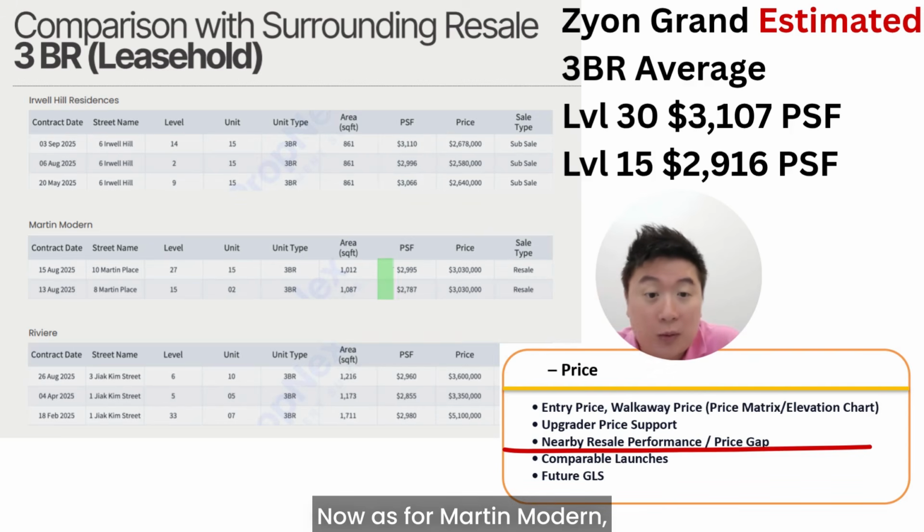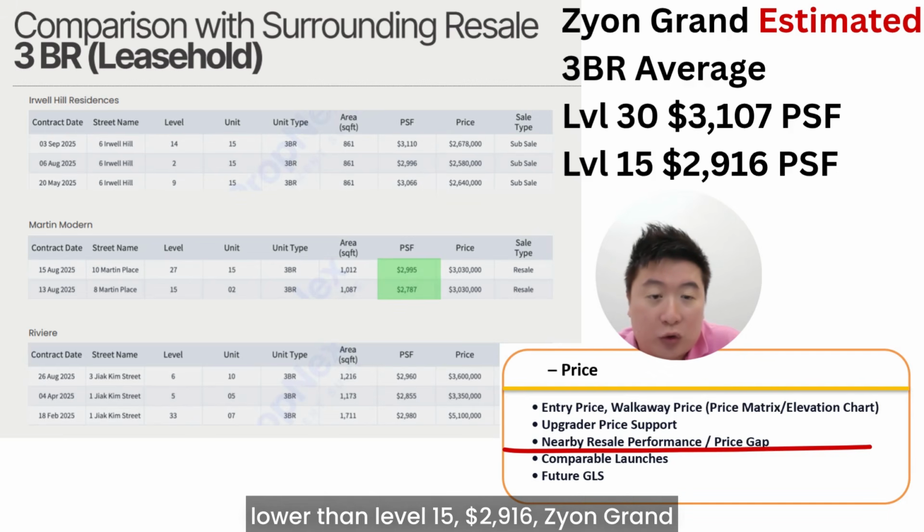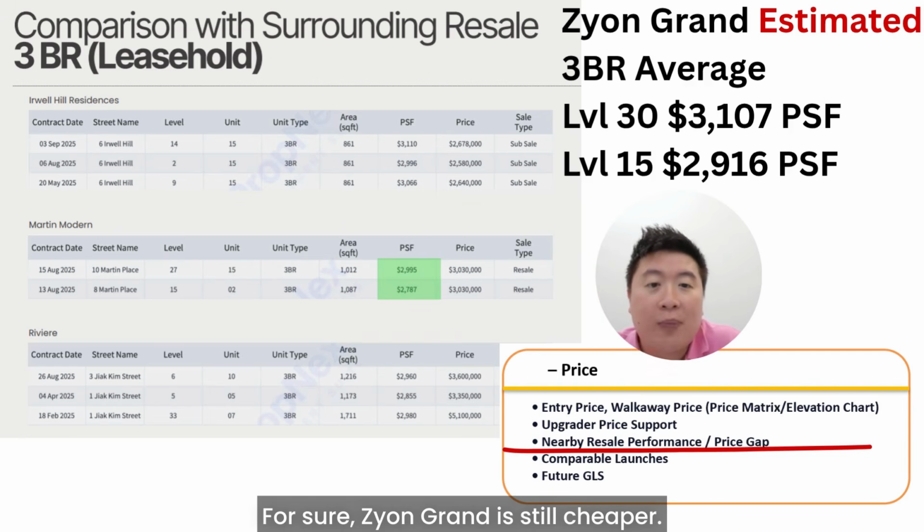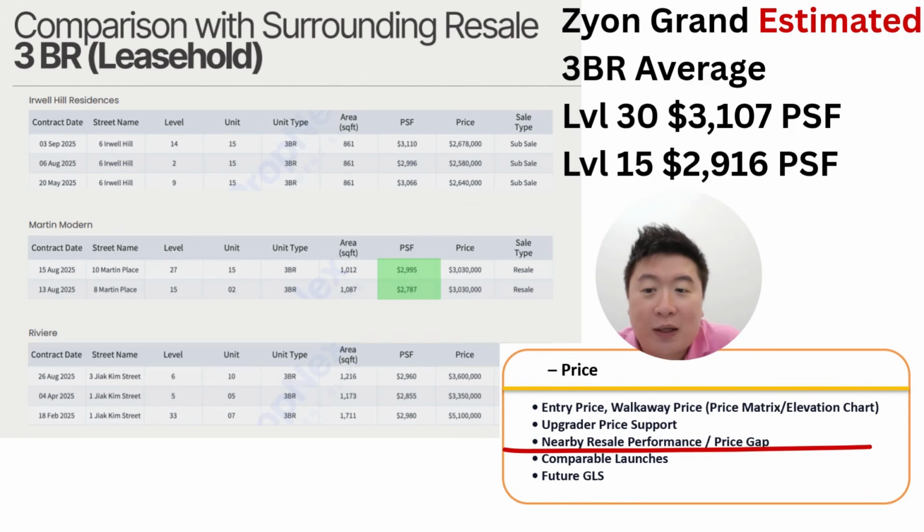Now, as for Martin Modern, it is the same. You have 2995 and 2787. So 2787 is lower than the level 15. Level 15 2787 on Martin Modern is lower than level 15 2916 Zion Grand, right? But again, remember Martin Modern does have more years than Irwell Hill. You add in the number of years of PSF for sure. Zion Grand is still cheaper. The price gap is still there.